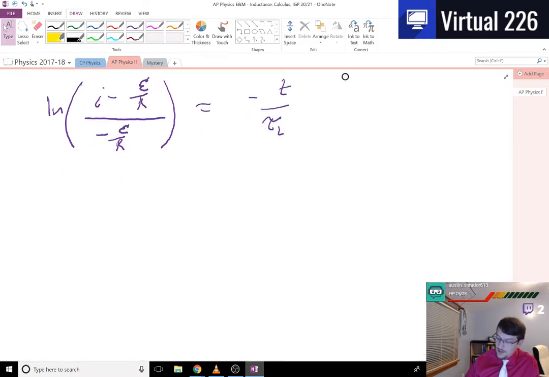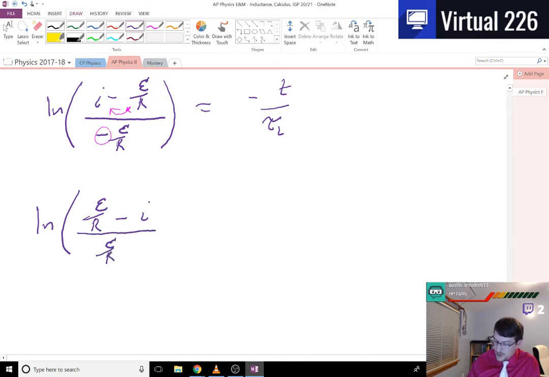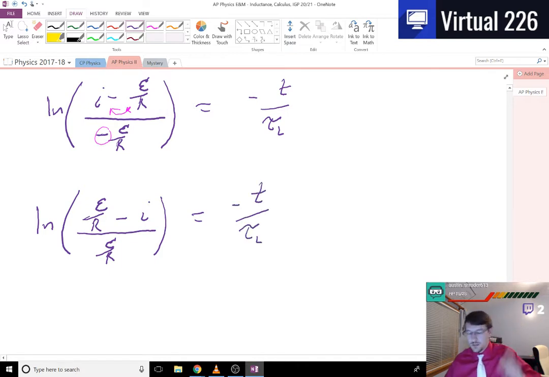And then from that, I don't like to deal with this negative here. So I'm going to pull a little trick move in order to flip things back. I'm just going to rewrite this as the natural log of epsilon over R minus I over epsilon over R. If you're like, hey, Coach Botz, I like to leave the negative and then move it out later, or whatever, you're playing algebra. So that's kind of how that's going to pan out there.